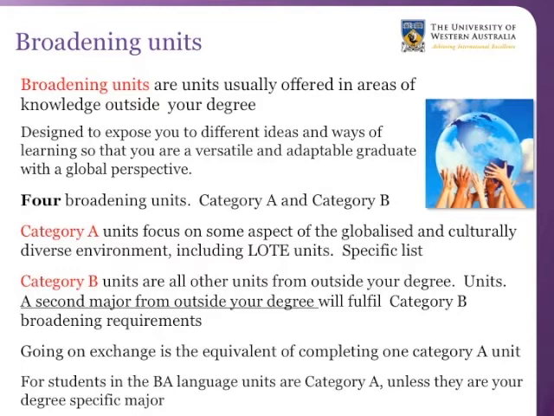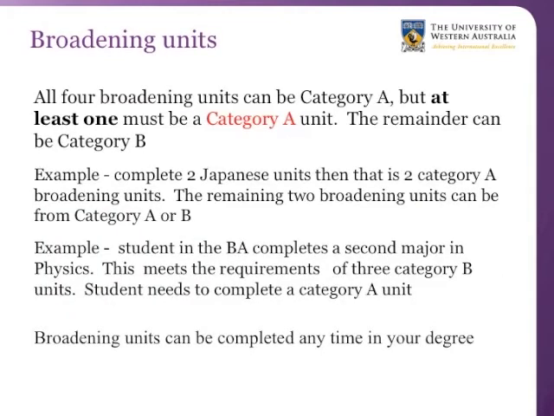For students in the Bachelor of Arts, language units are considered to be Category A broadening units, even though they are units in your degree. This is unless the language is your degree-specific major. At least one of your broadening units must be from Category A. However, if you wish, you can complete 2, 3, or 4 Category A broadening units. If you complete 2 Japanese units, then you've completed 2 Category A broadening units. The remaining 2 broadening units can be from Category A or Category B.